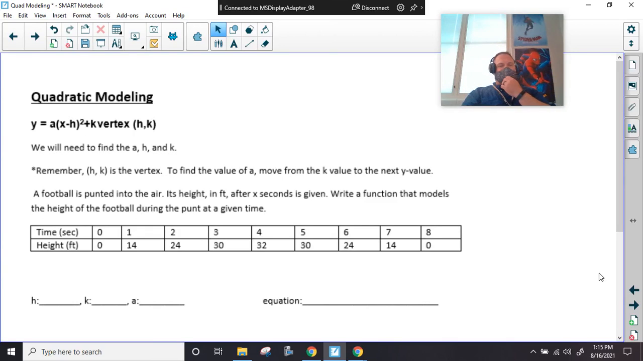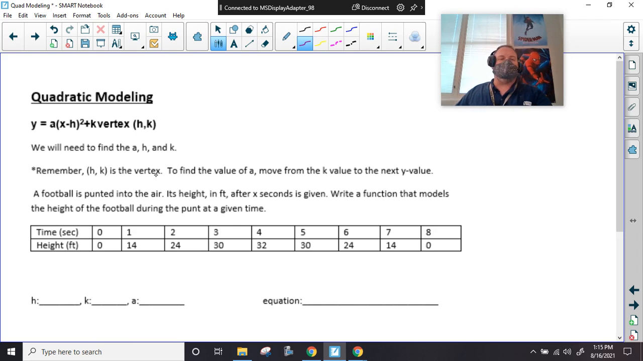All right. So, quadratic modeling. This probably should have had a bigger space right here. We need to find the A, H, and K, but we will not find them in that order. Remember, HK is the vertex, and we'll get to this when we're there.